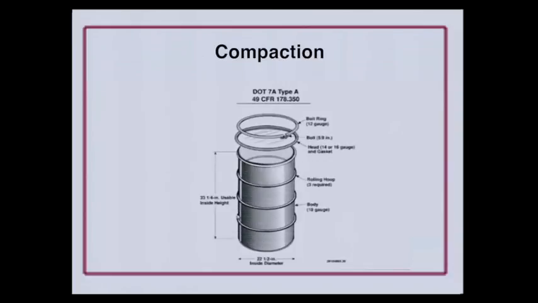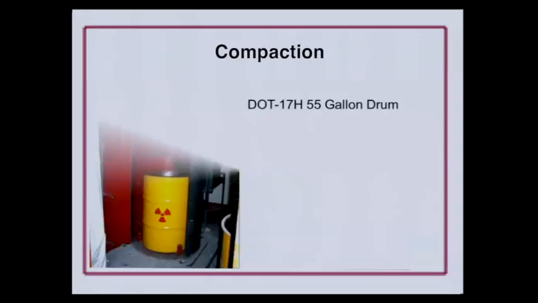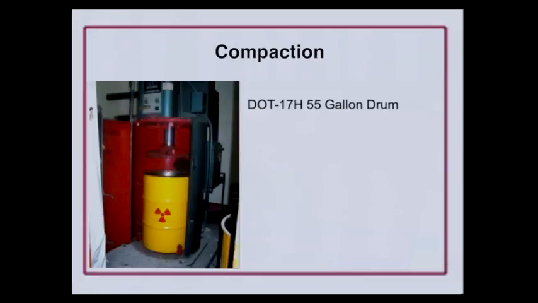So there's that link for you. It shows you the construction of the barrel. They are DOT certified. They have to be. That's part of the requirements for disposal of it. It's a DOT 17H 55-gallon drum. This shows another barrel compactor, specifically not to smash the barrel, but to compact the waste. You can see the ram here, and that fits down inside of that.